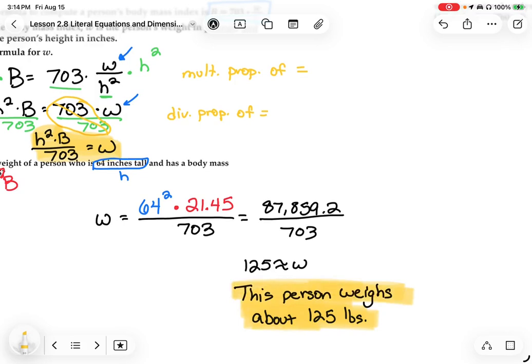So we used a literal equation, solved it for a specific variable, and then plugged values into that equation to get a specific answer.